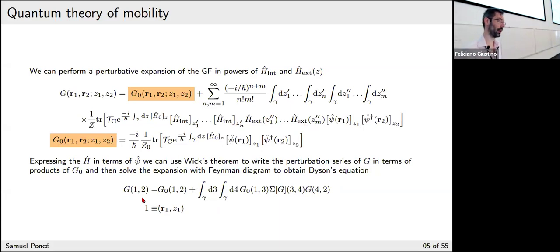And here I'm using a new notation, which is this 1 and 2. 1 and 2 denote simply the space position 1 and the complex time 1, and the same for 2. And so this Dyson equation connects the non-interacting Green's function with the full one through what is called the self-energy, that was also presented by Feliciano yesterday.